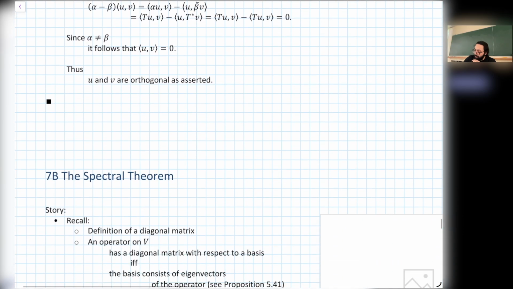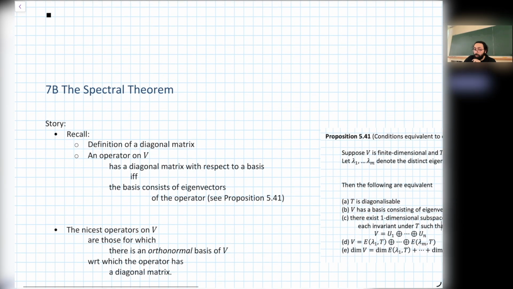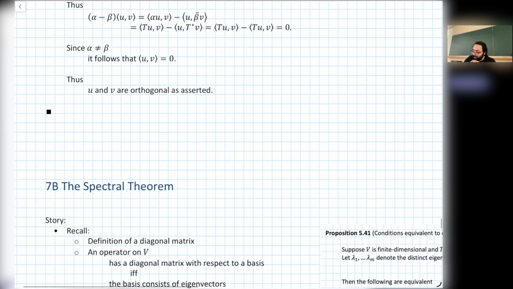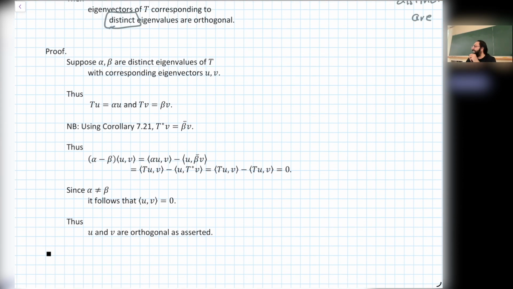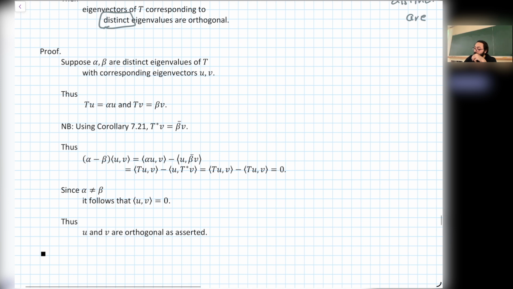Okay, let's see. We're going to be able to start this spectral thing. Okay, we only have 5 minutes. Okay, let's see. Right. So suppose that alpha and beta are distinct eigenvalues.